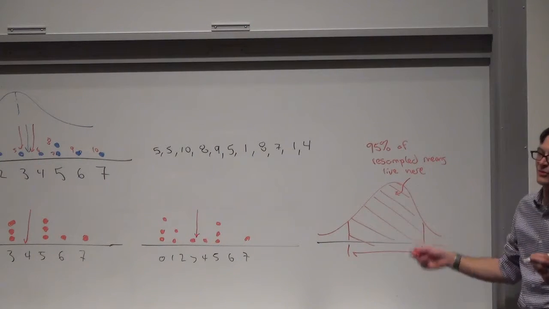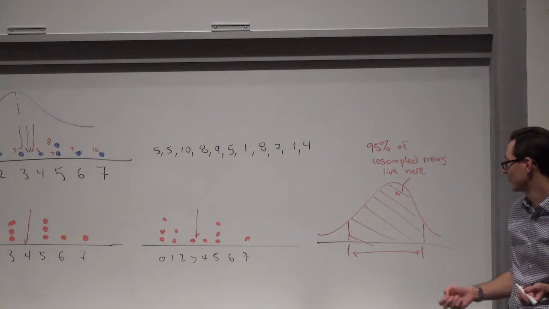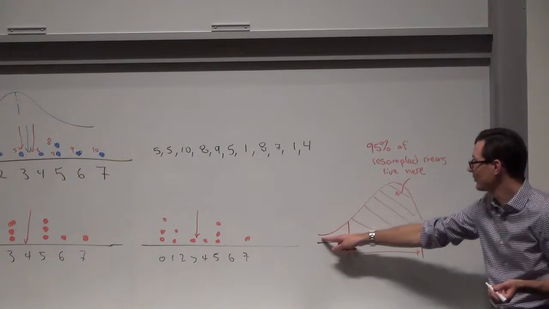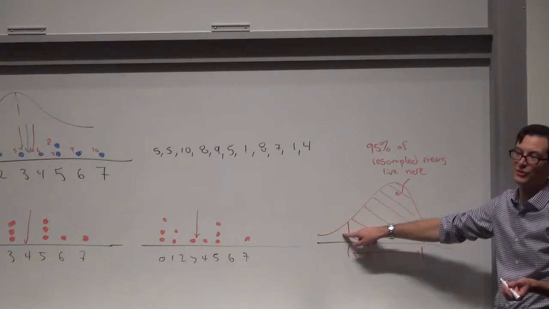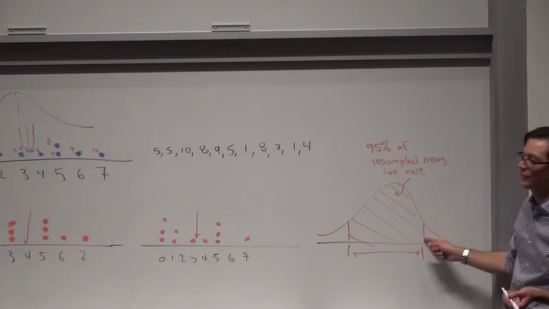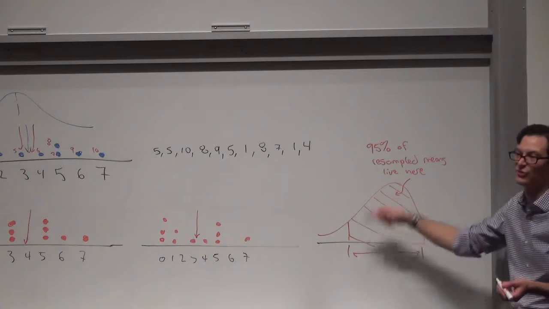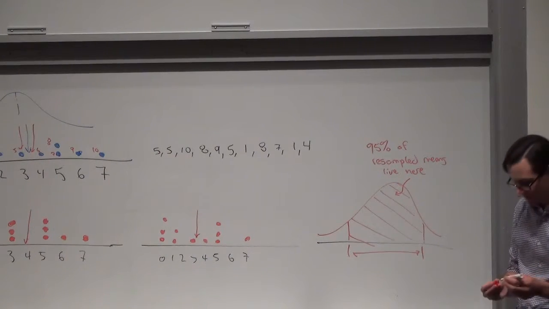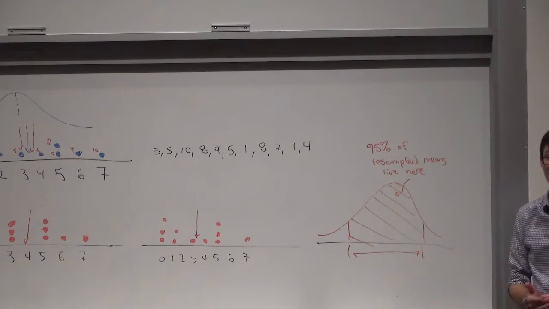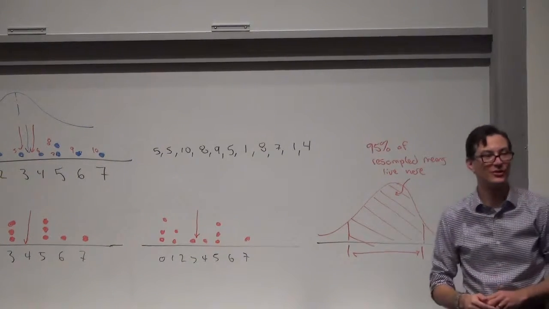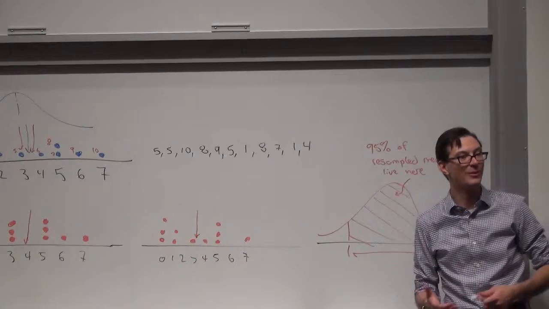So you could imagine how you would do this with a histogram. You'd count up from here until you hit 2.5% cumulative area, and you count down from here until you hit 2.5%, and then the rest is 95%. And again, in the homework, you'll have ample opportunity to actually see how you do this in Python.